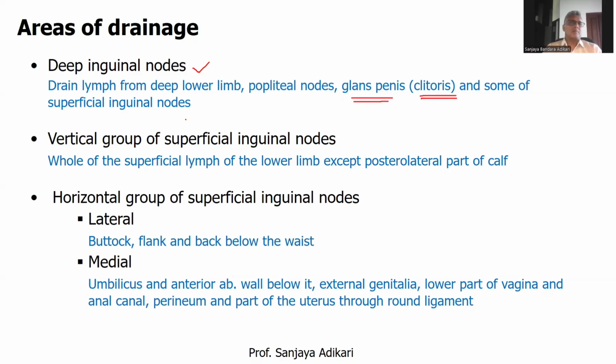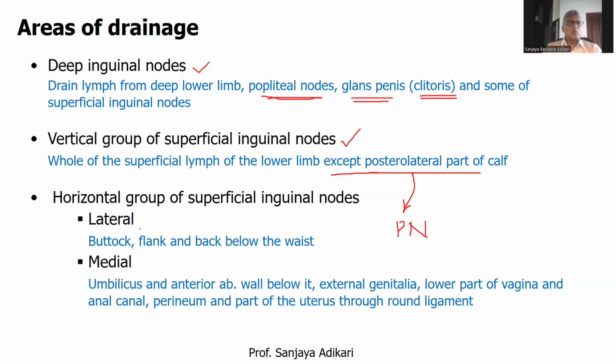The other deep inguinal nodes drain all deep lymph and the popliteal lymph from the popliteal nodes. The vertical group of superficial nodes drains all superficial lymph from the lower limb except for the posterolateral aspect of the leg. All other superficial lymph goes into the vertical group. From the posterolateral aspect of the leg and the calf, it goes into the popliteal nodes.